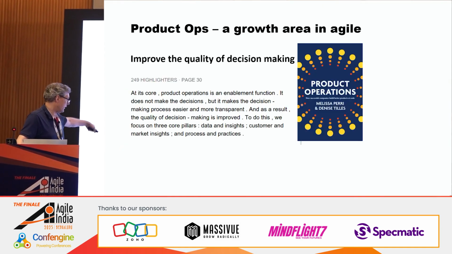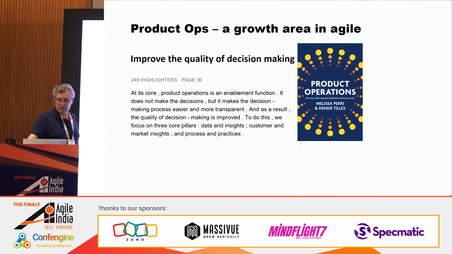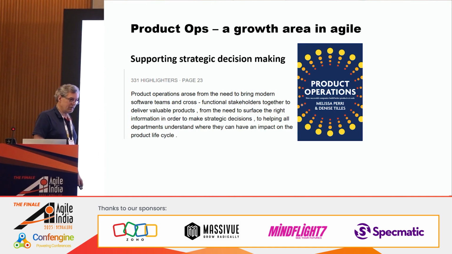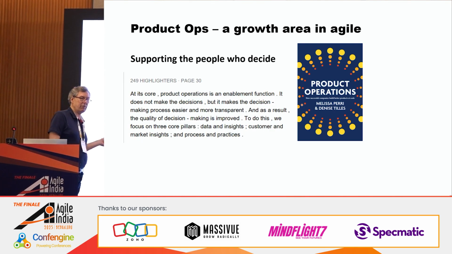Now, there's a lot of content here, but what I did is I went onto Kindle, I looked at the top areas that people were highlighting and what they found interesting. And this one is about the quality of decision making. That's one of the top thinkings. Product ops is about the quality of decision making. The next one is about strategic decision making. And the next one is about supporting the people that make the decisions.